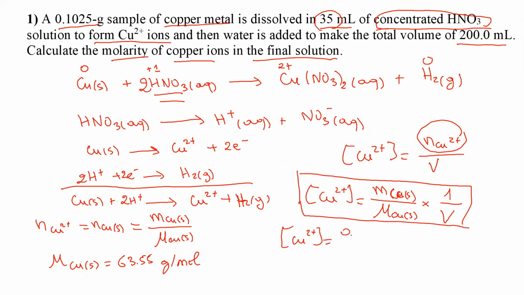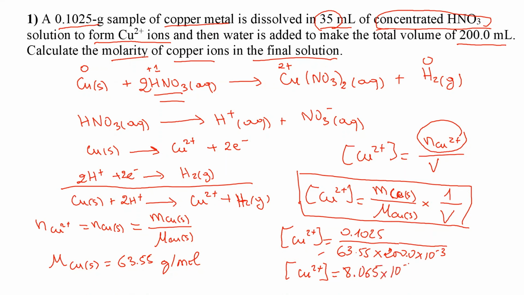So the mass is 0.1025 gram. The molar mass is 63.55 gram per mole. And we have the volume. So we need to have the concentration in mole per liter. So don't forget to convert 200 ml in liter by multiplying by 10 to the power minus 3. So the concentration that we were looking for, copper 2 plus, will be equal to 8.065 10 to the power minus 3 molar. Okay. 4 significant figures.